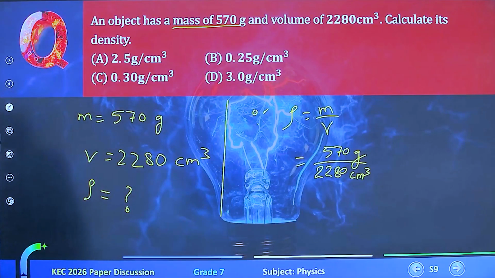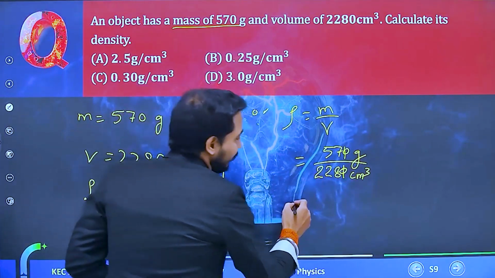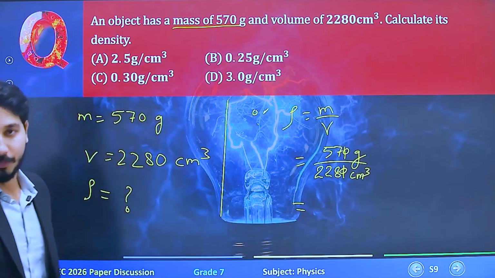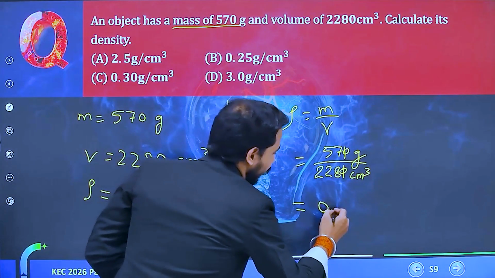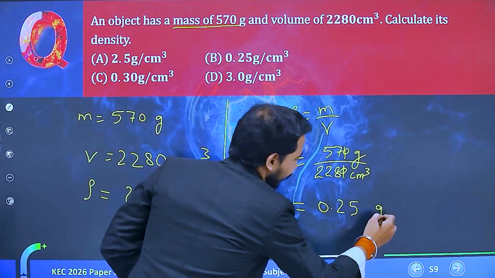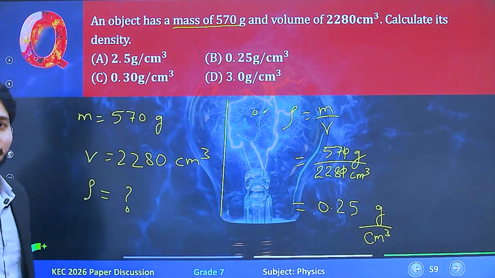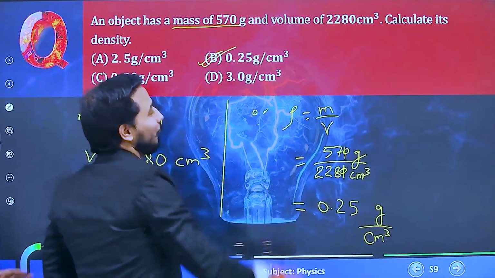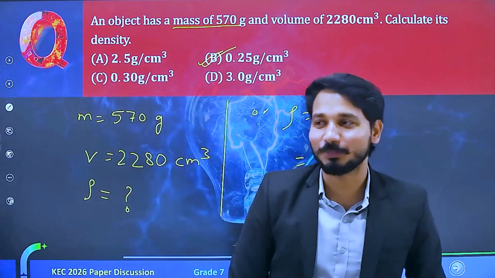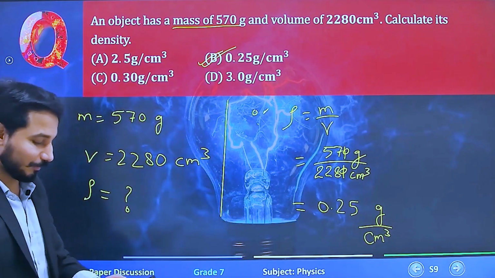Now, just simply calculate that, and after calculating, we will get some answer over here, right? So, dividing 57 by 228. If you divide 57 by 228, you will get the answer, which will be equal to 0.25 gram per centimeter cube, right? So, the correct answer for this question is option B, 0.25 gram per centimeter cube, right? Great. Many of you have got the correct answer for this.